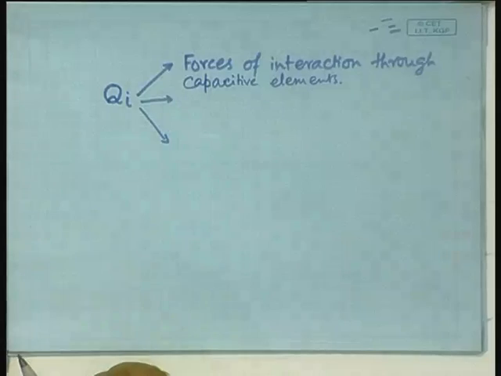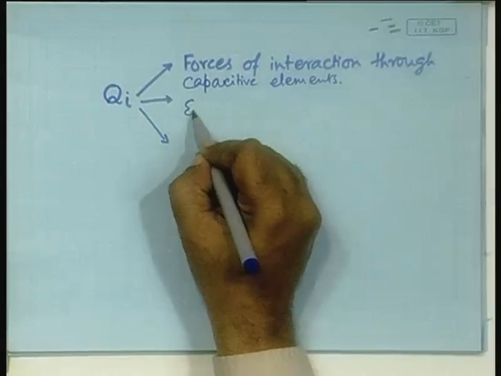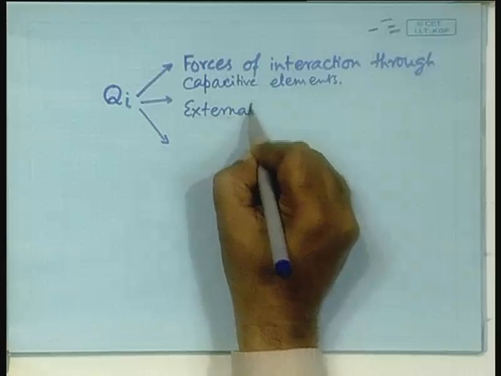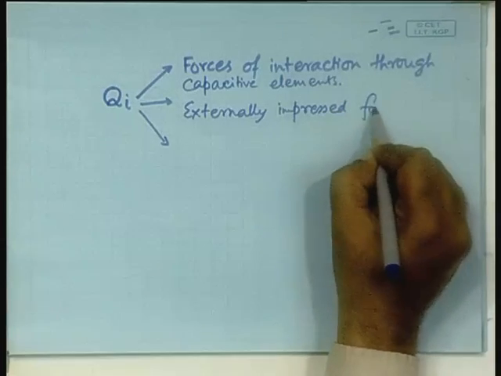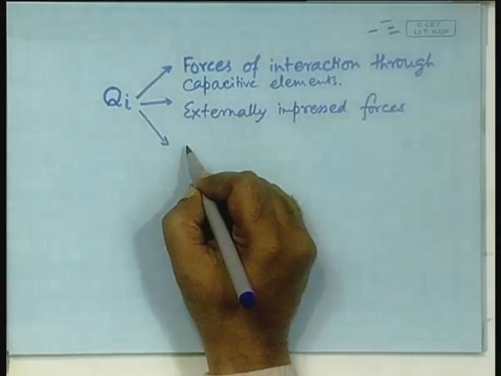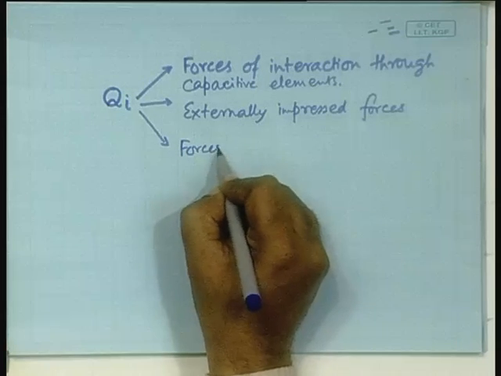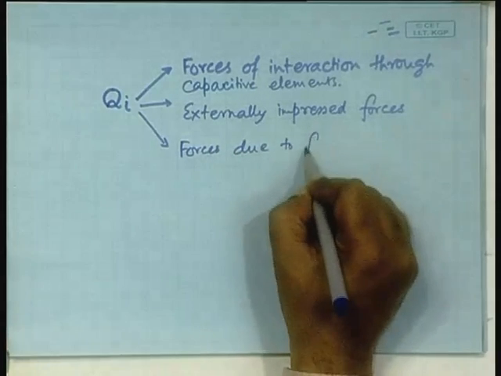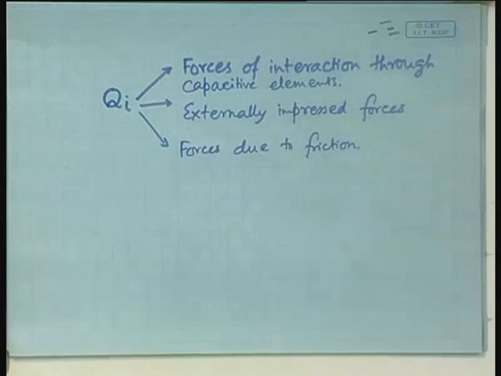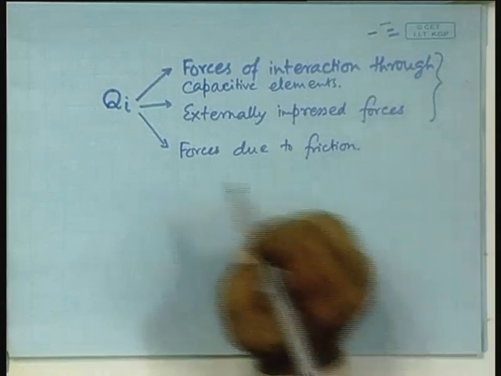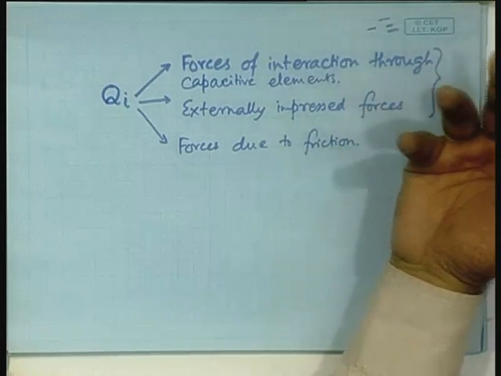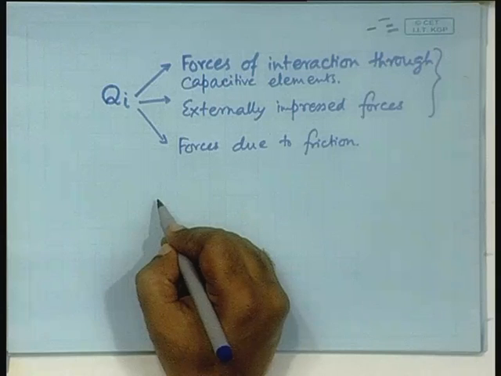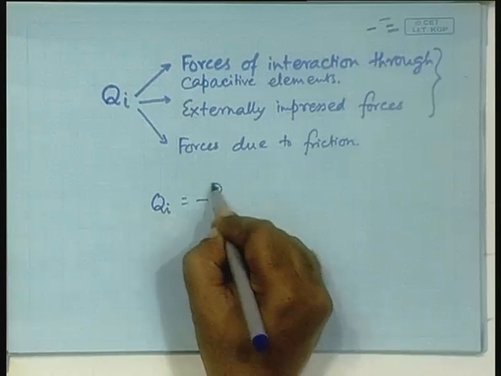The second possibility is the externally impressed forces, and the third possibility is the forces due to friction. Out of that, these two we say can be obtained from a suitably defined potential function. So, that is how we proceeded, and when we did so, we wrote Q_i is minus the derivative of the potential.